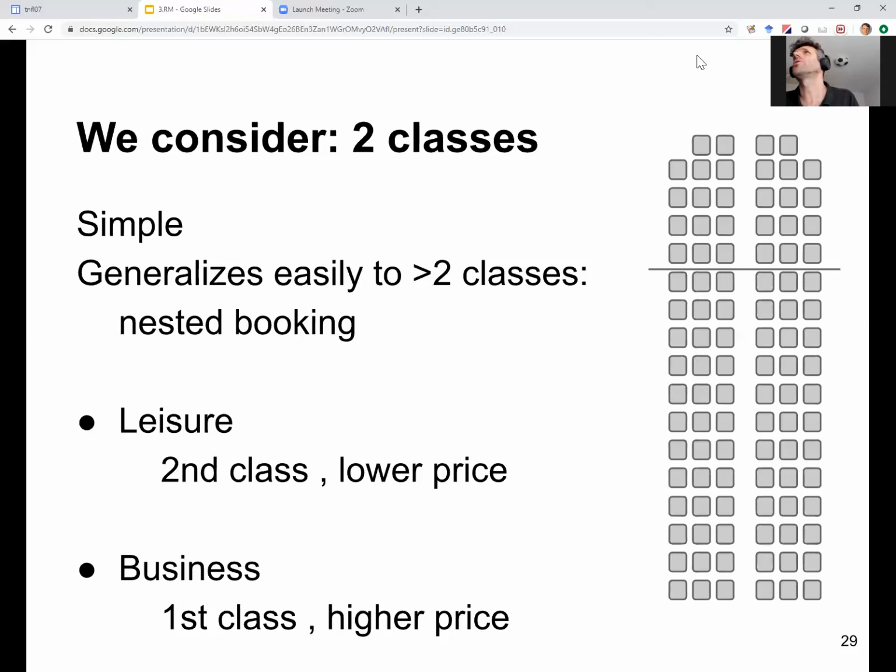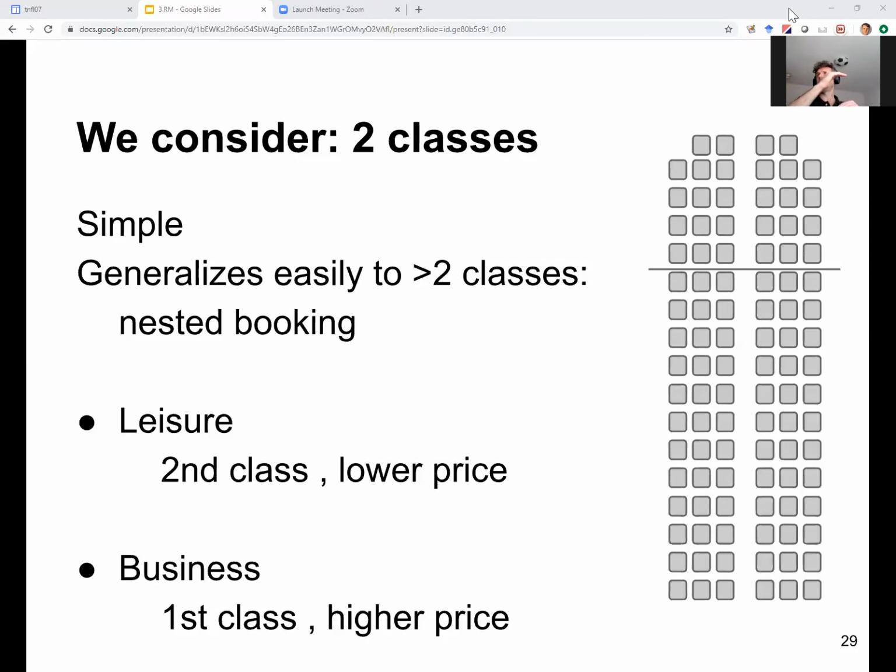Nested booking. I wanted to draw what nested booking means, but I seem to have lost the annotations on the screen. But anyway, I will share the screen from my tablet and draw things later. And also in the MIT lecture, we will speak about this nested booking.